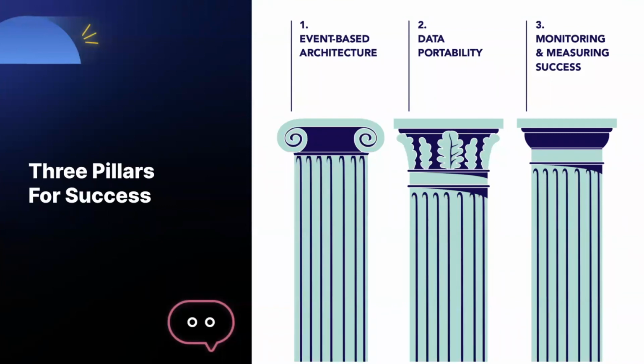So how do we meet those business mandates as an engineering team? In order to do so, we subscribe to the following 3 pillars. The first is an event-based architecture. The second is data portability. And the third is monitoring and measuring for success.